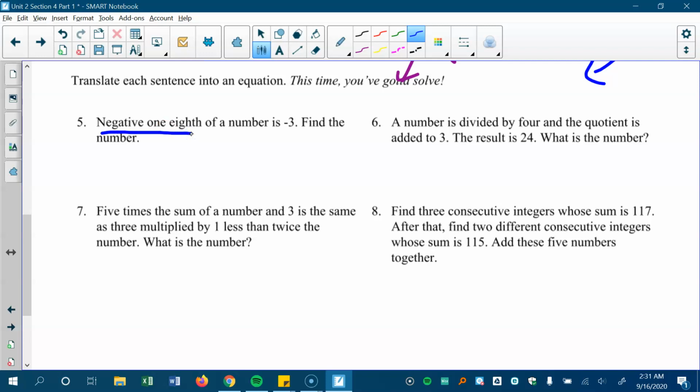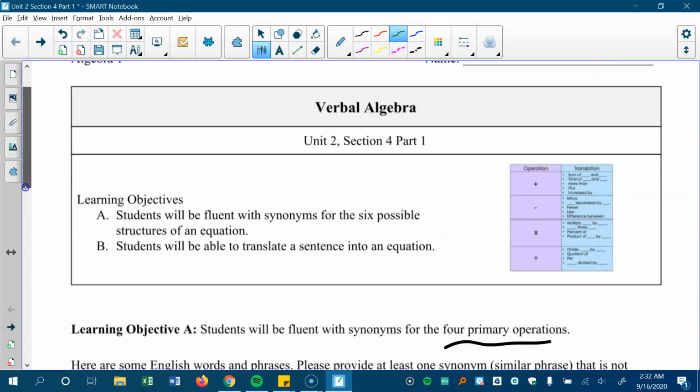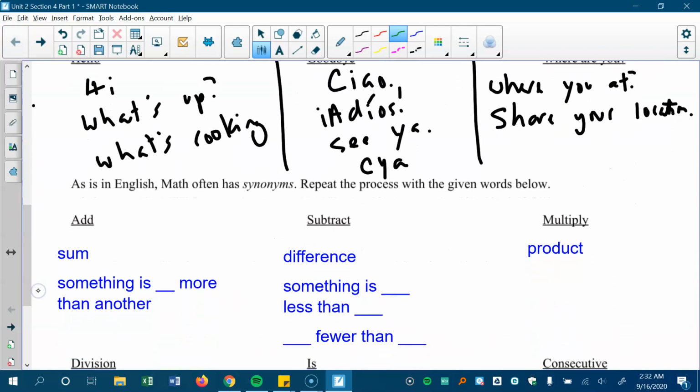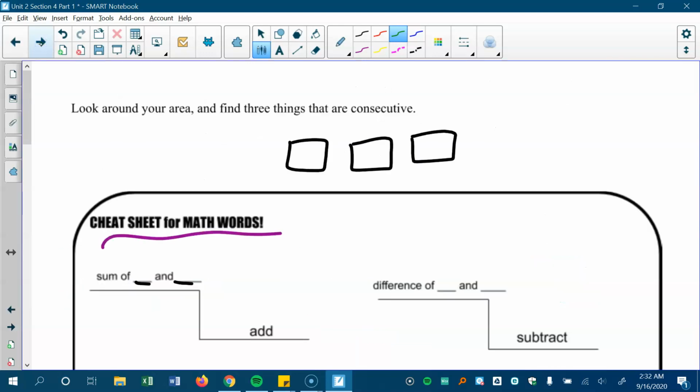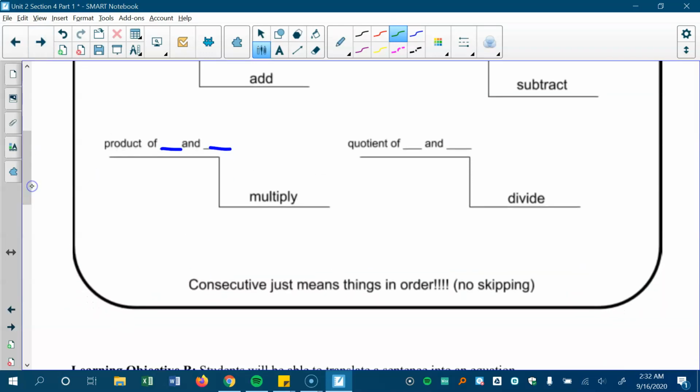So we have negative 1/8. Negative 1/8 is written like this. Of is times, and actually before we go on, I'm going to have you go back to multiply, and we're going to add the word of. Because when we write of, we mean a product of two things. We're multiplying two things. So if I go here to my cheat sheet, notice the word of here: if you see that word of, you multiply two things.